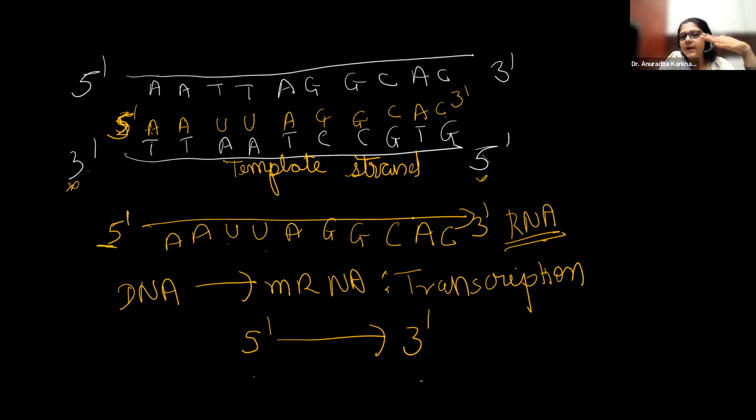So what is going to be copied? DNA strand will be copied. Which DNA strand would be copied? The DNA strand having a polarity from 3 to 5 will be copied as 5 to 3 of RNA. Okay? Clear? Did everyone understand?